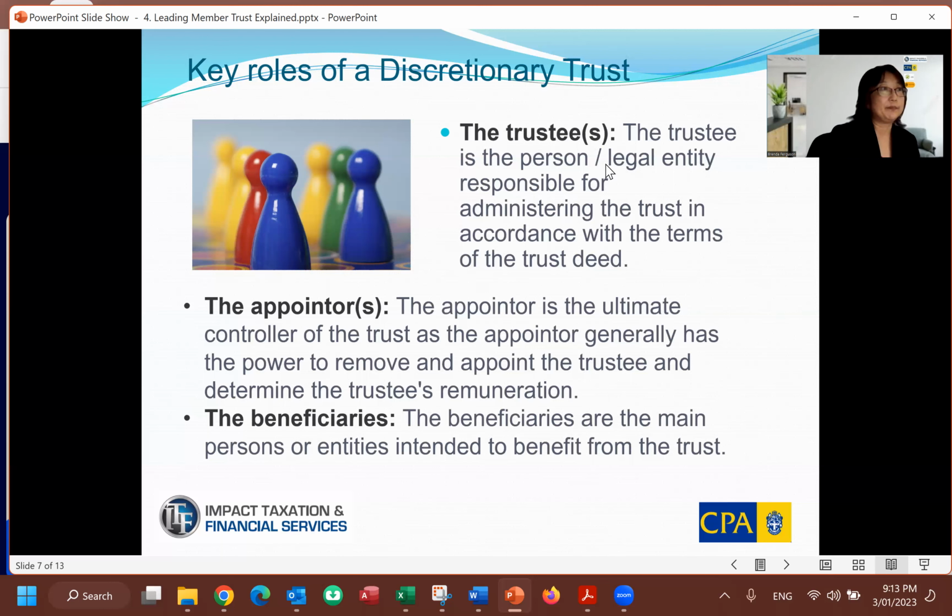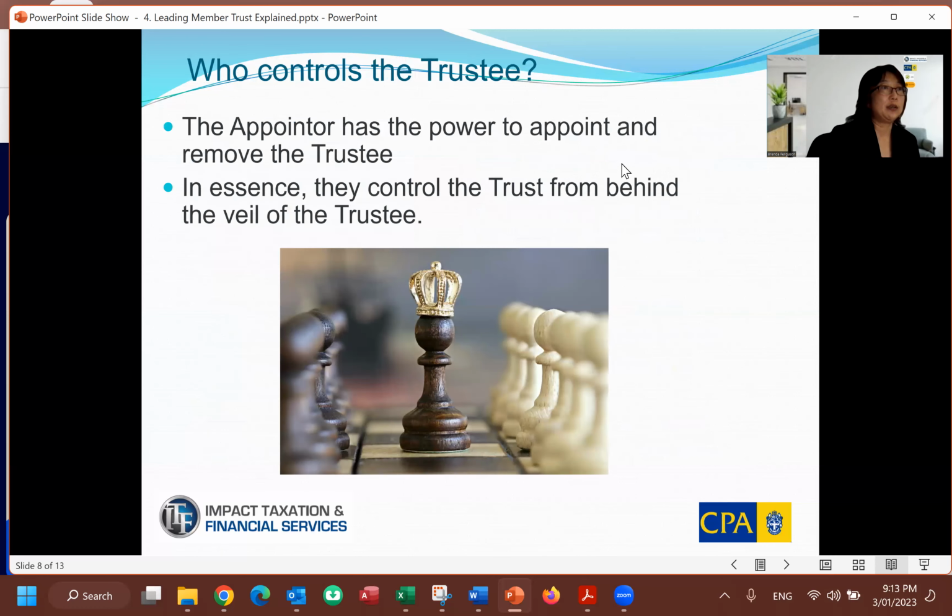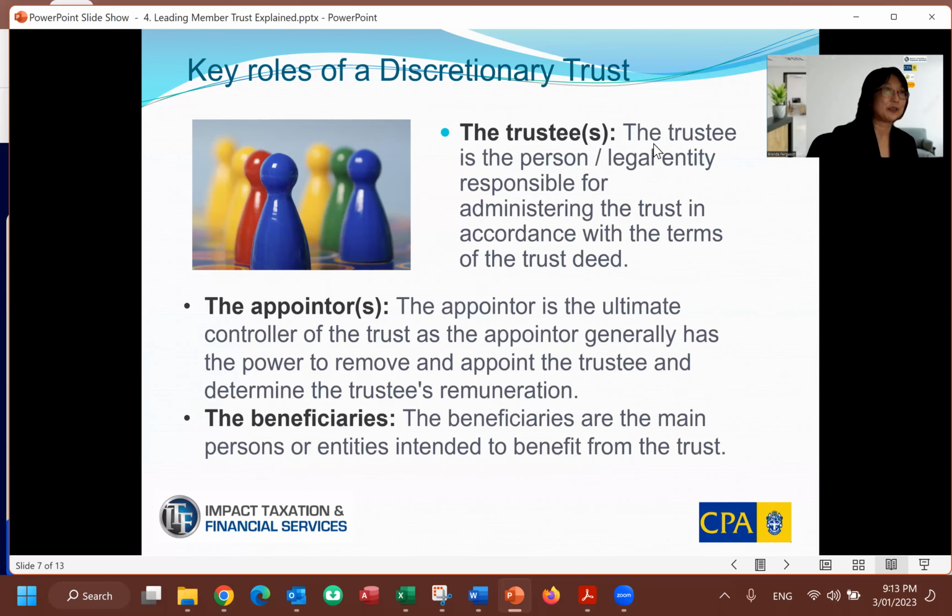Because the trustee can be a legal entity, let me go back to it. It can be a legal entity, and that mainly means a company. A company can be the trustee of a family trust. It's actually better to use a company as the trustee, because it's a separate legal entity, adding another layer of asset protection for the family trust.